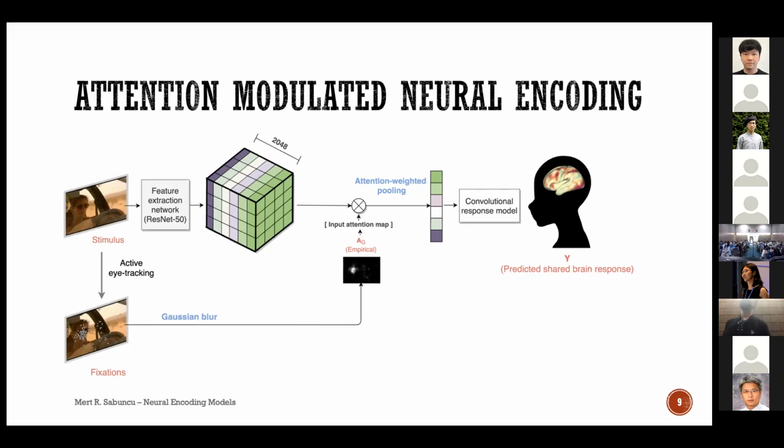And then we're going to multiply that element-wise with the feature map, and then we're going to pool that over space. So it's going to be some attention weighted average pooling over space, which is going to yield a 2048 dimensional feature vector that we're going to feed into another model, which is a convolutional neural network that turns that into a 3-dimensional brain response map. Okay, and so that's one approach. And in this approach, the key thing is that we're using eye gaze data explicitly.